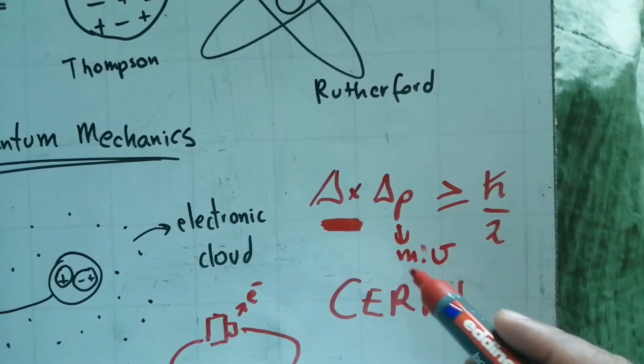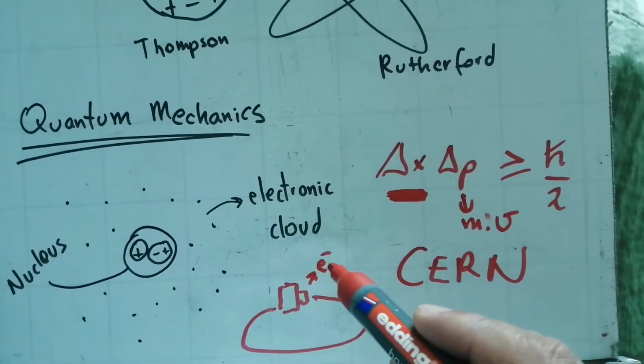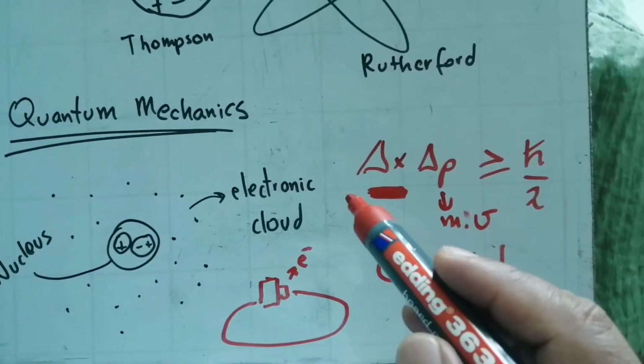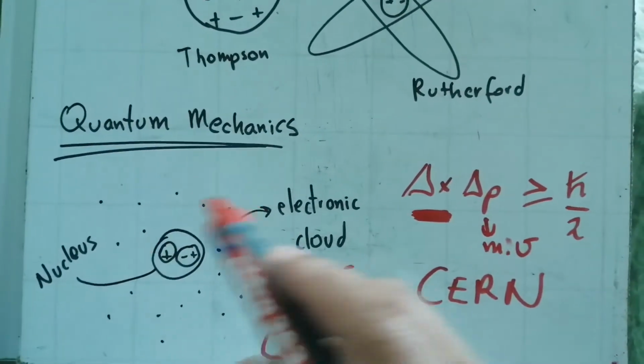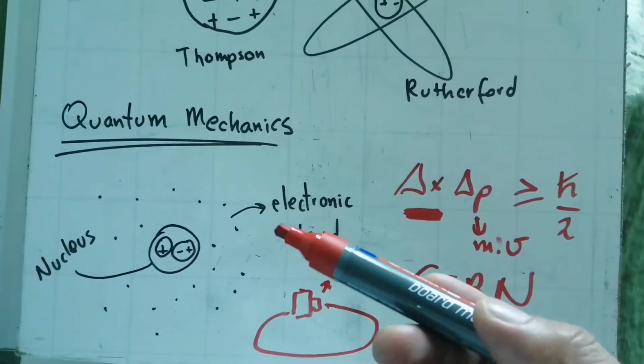If I know it's an electron, because it has the characteristics of an electron, I will not know where it is. So look at this, I don't know where it is. I know it's an electron and I know it's here, but I don't know where it is.